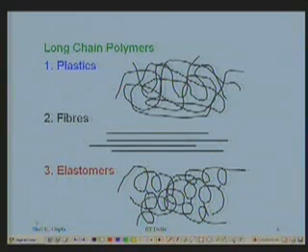Now, on the basis of the arrangement of the long chains in space, the long chain polymers we will talk about today, because these are the ones which you can use more as engineering material, and reuse also.